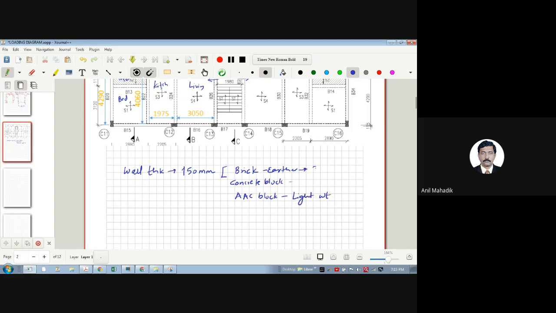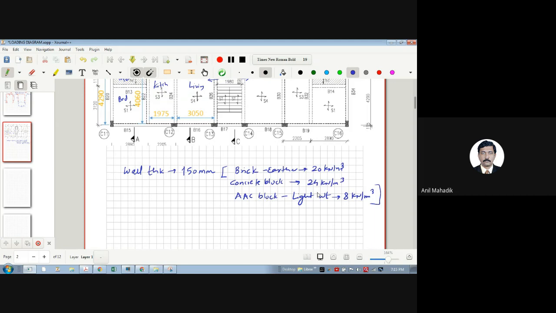Brick generally has a density of 18 to 20 kilonewton per meter cube. Concrete blocks have a density of roughly 24 kilonewton per meter cube, and AAC blocks have 8 kilonewton per meter cube. It is very light actually. Nowadays people are using this as the cost is also less and it is very lightweight.